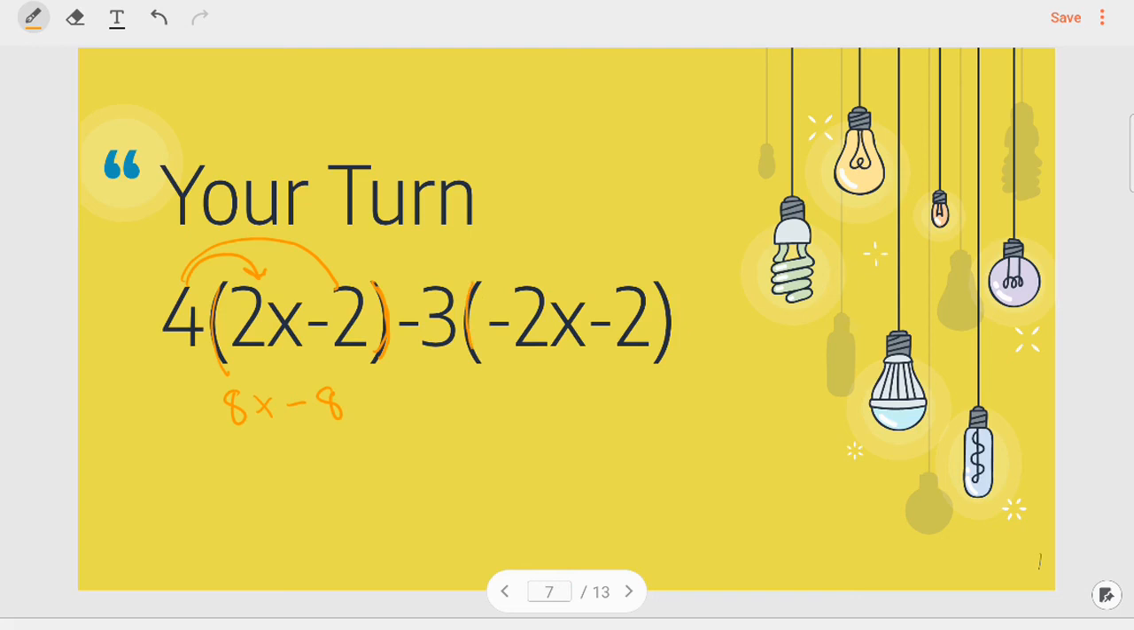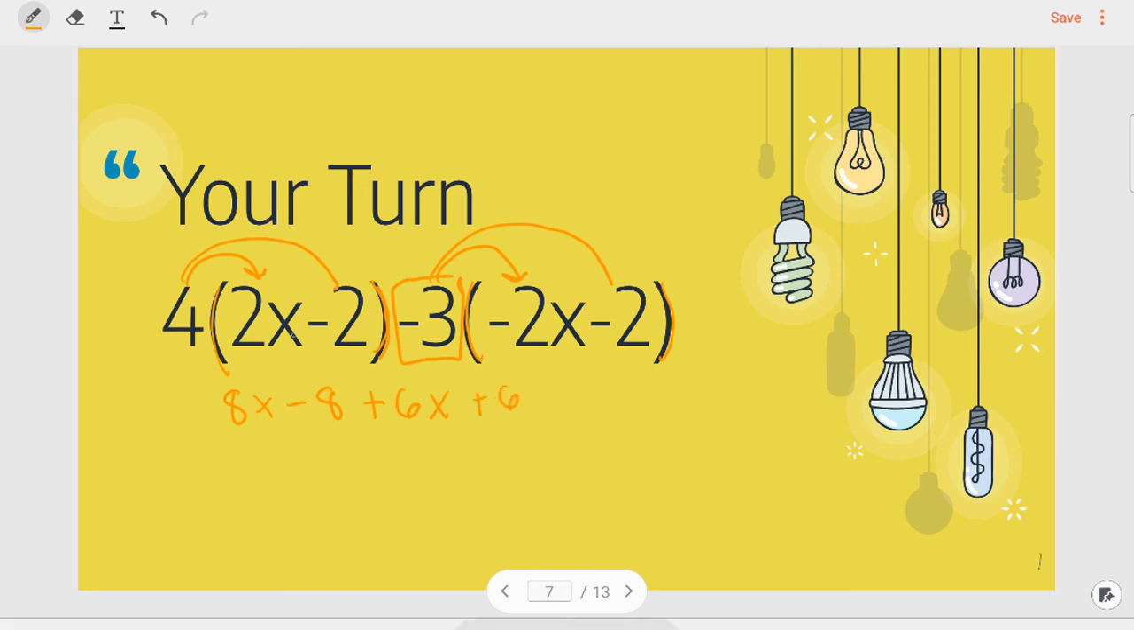Okay, another set of parentheses. Look in front of it. What do I multiply? Remember, multiply by everything that's in front of those parentheses. So negative 3. Negative 3 times negative 2x is positive 6x. And I do have to write down the sign, the plus sign. Negative 3 times negative 2 is plus 6.